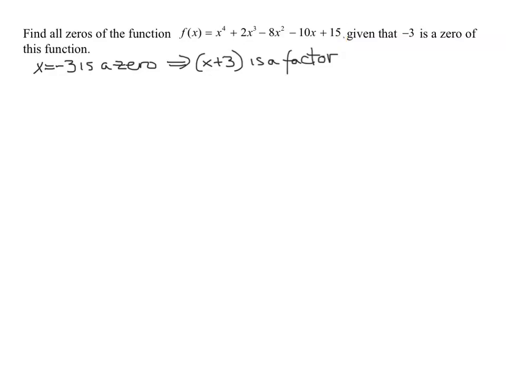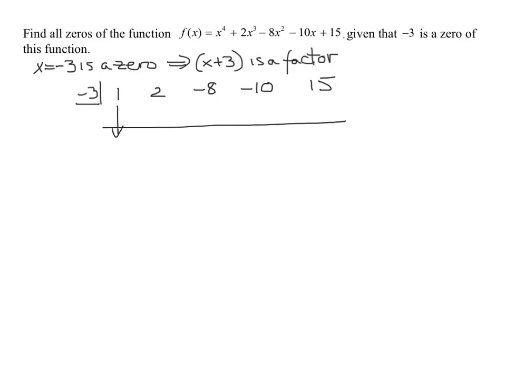So now I'm going to do my synthetic division. And remember, the number you put in the box is the zero, not the number that's with the factor. It is this number here. And then I'm just going to strip off my coefficients: 1, 2, -8, -10, and 15. So I put 1, 2, -8, -10, and 15. And now we're ready to do our synthetic division.